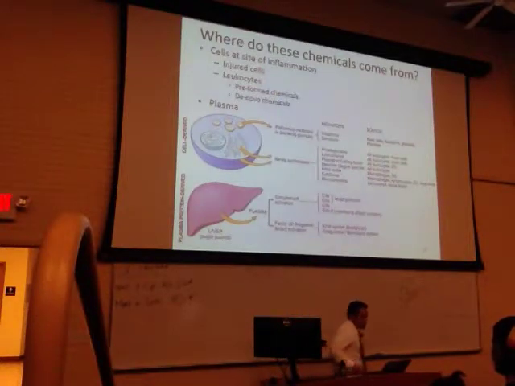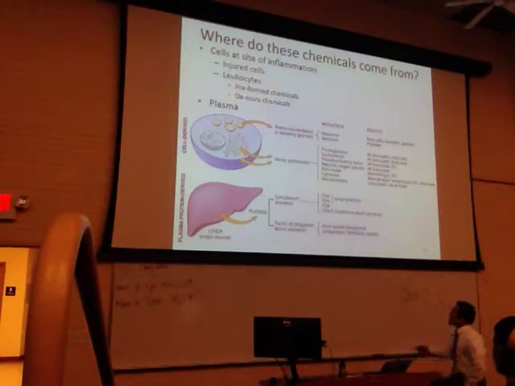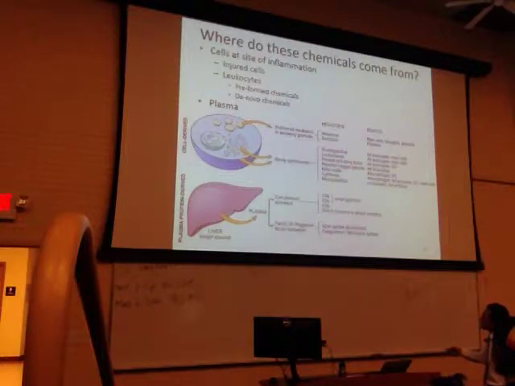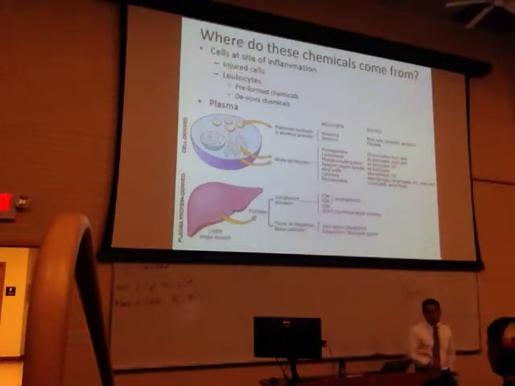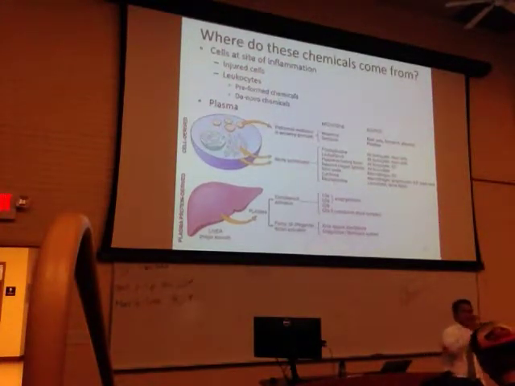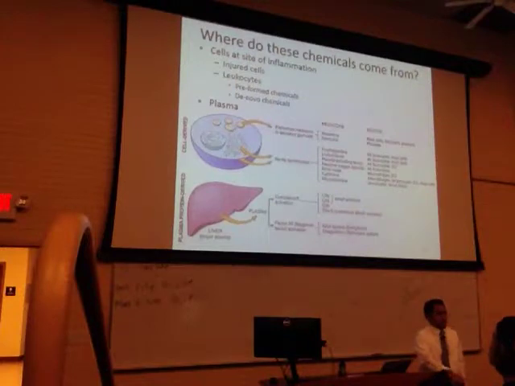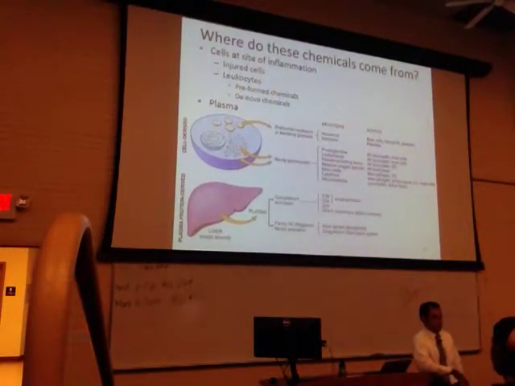Liver-derived. The liver can manufacture and put into the bloodstream things like the family of complements. Complements are funny. They're a protein family named because they complement the inflammatory reaction. So they're called, as creative as scientists are, complements.